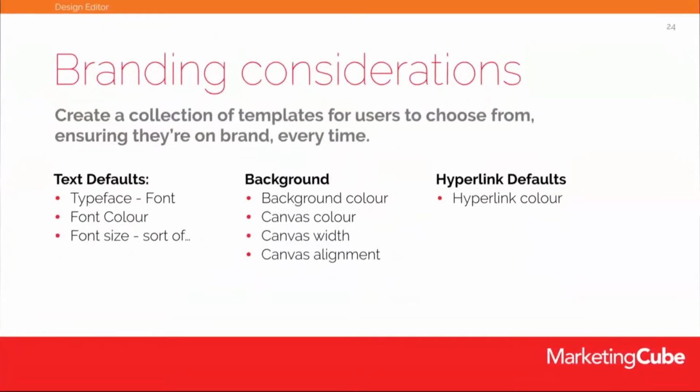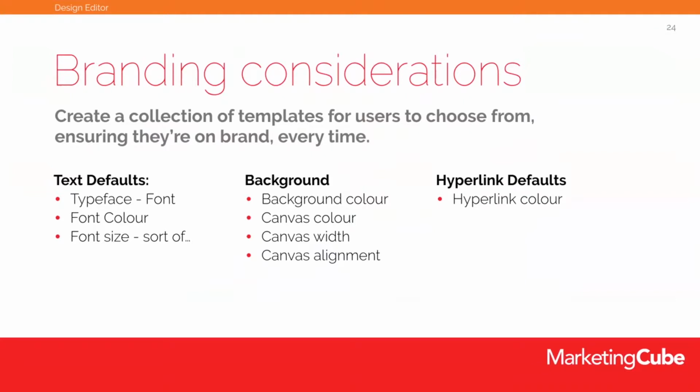So what can you control in the design editor from a branding point of view? There are a series of defaults and things that you can choose. From a text point of view, you can select a typeface or font as a default, also the color and font size, sort of. I'll explain what I mean by sort of in just a moment. Background, you can identify background colors, etc. The canvas color, so the canvas is the area in which you're actually building your email, versus the background color, which is on the left and the right and the top and bottom of the screen. Then the canvas width and also the canvas alignment.